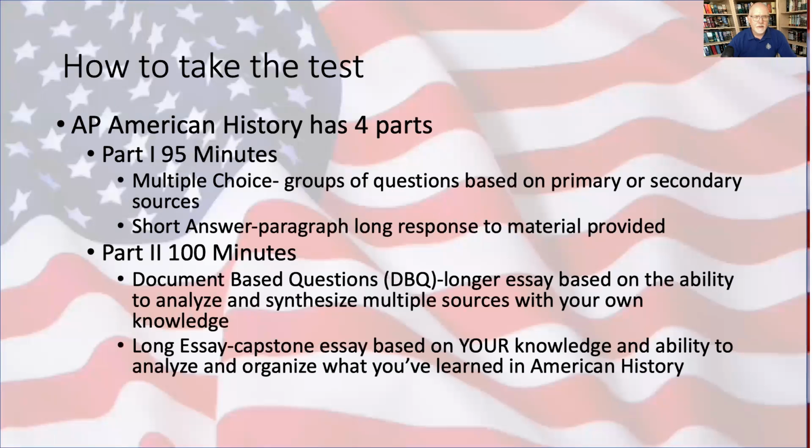So AP American history has 4 parts. Okay, they're organized basically into two parts for time. Part 1 is 95 minutes, which consists of 55 multiple choice questions and 3 short answer essays. Okay, so the way the test is broken up, you have 55 minutes to do the 55 multiple choice questions. We're going to talk about some strategies for that because it's not as much time as you think. And then you have the remaining time to answer 3 short answer questions.